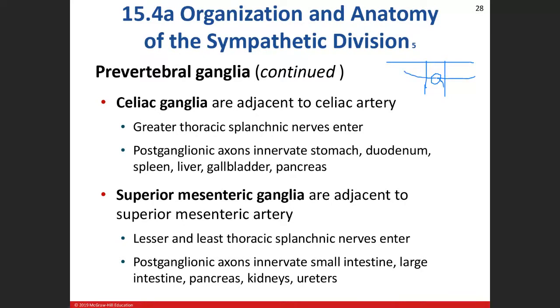But anyways, adjacent to the celiac trunk is this ganglia, okay? And the greater thoracic splanchnic nerves enter into the ganglia, synapse, and then the postganglionic axons are going to innervate the stomach, your duodenum, the first part of your small intestine, spleen, liver, gallbladder, and pancreas.